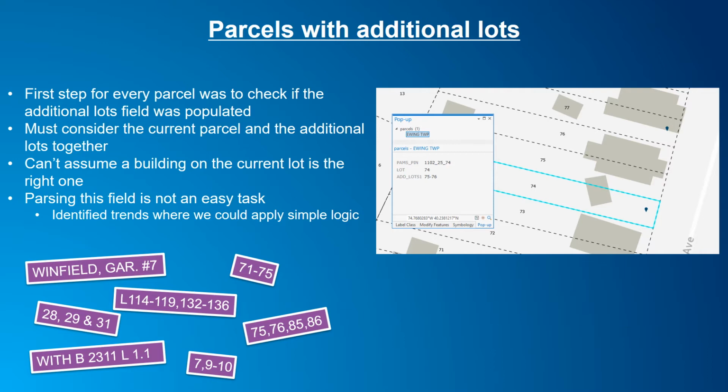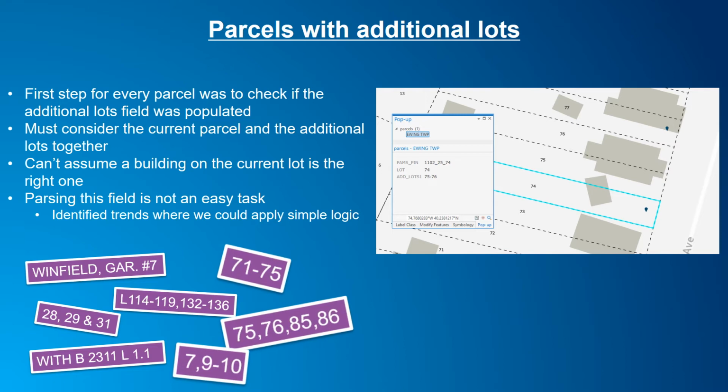So anyone who's worked with additional lots, you'll know that parsing this field is not an easy task. You can see some sample entries down below with no standardization. So all we did was we did what we could in identifying trends where we could apply simple logic. So split by comma, split by hyphen. Those were simple ways to parse and handle a lot of these records.